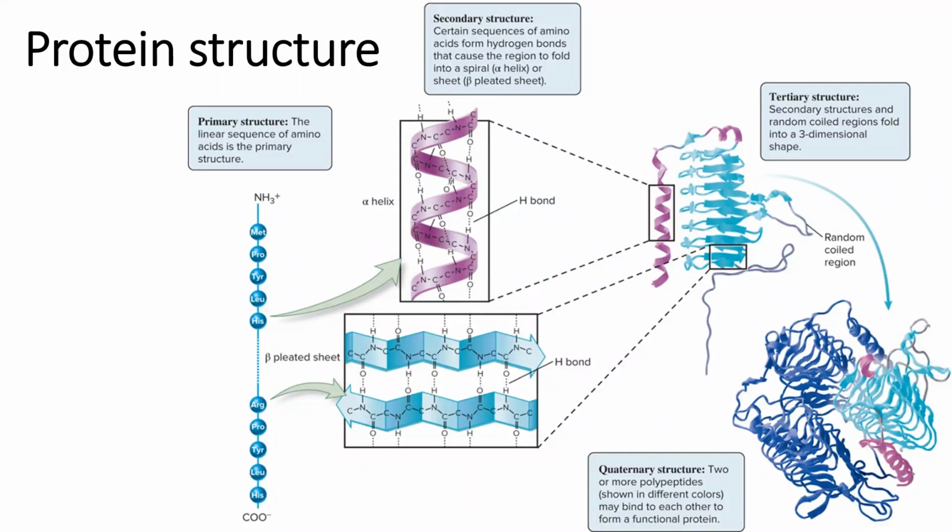For example, an example of a quaternary structure protein would be hemoglobin, okay? Hemoglobin is a great example. Remember that hemoglobin is the protein that is found in your red blood cells that is responsible for binding to oxygen so that you have the ability to deliver oxygen to the tissues.